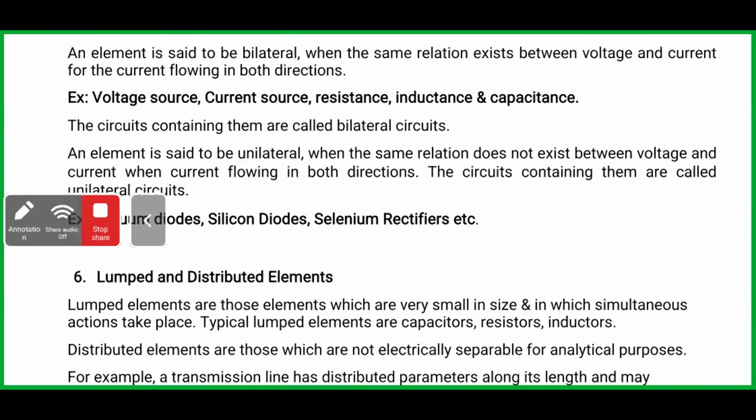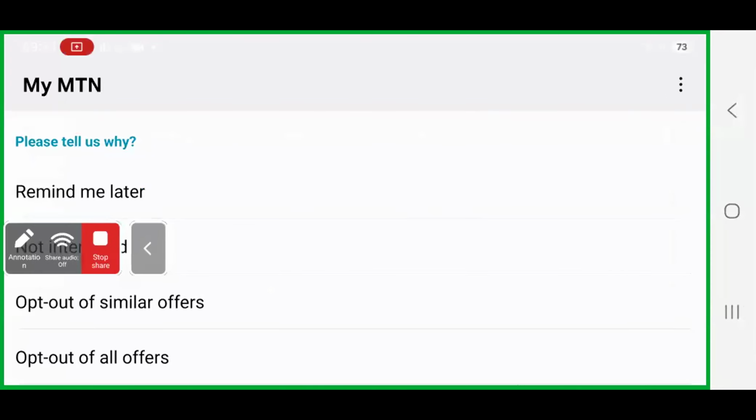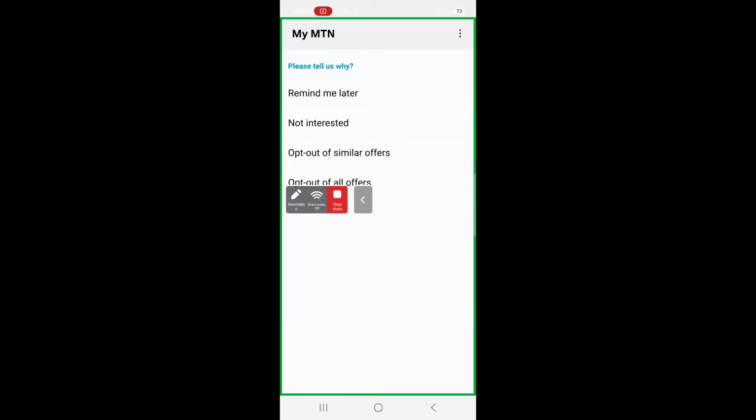Can you please hear me? Can you hear me? We can hear you, yes sir. Something just happened though, we are seeing MTN. I don't know what happened.